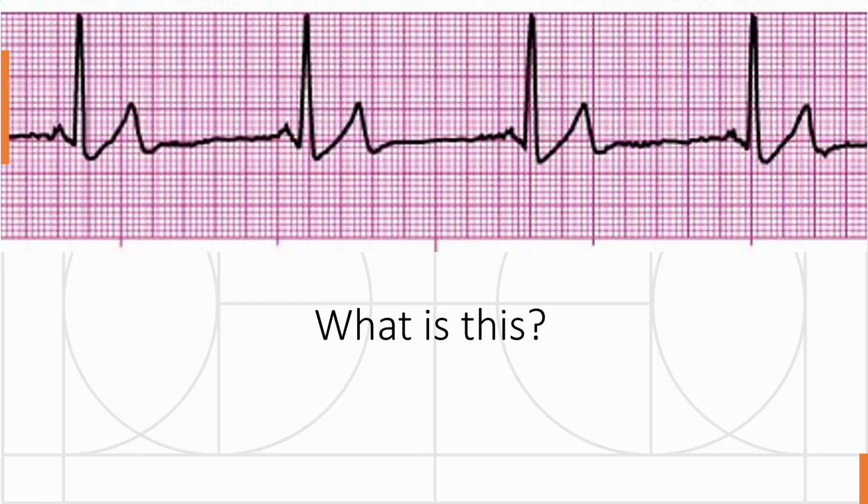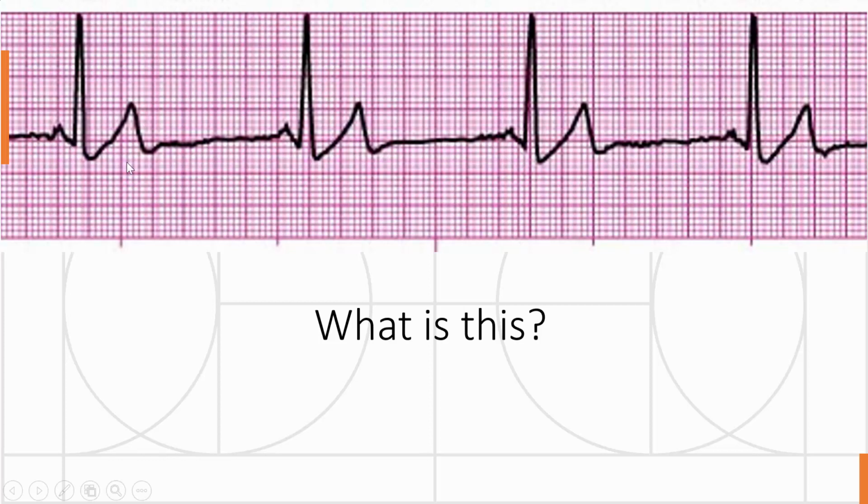The other thing you want to do is determine if this is regular or irregular. I'm looking at my R's. This is a regular rhythm. Then let's look at our P waves. Do I have a P wave before every QRS, and are they similar in appearance? They are. And then look at your PR interval. Is your PR interval constant? Is it within normal limits?